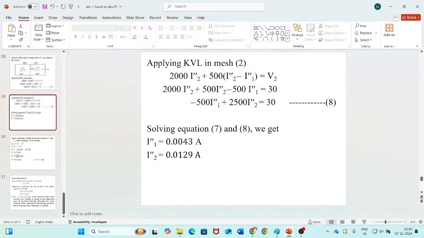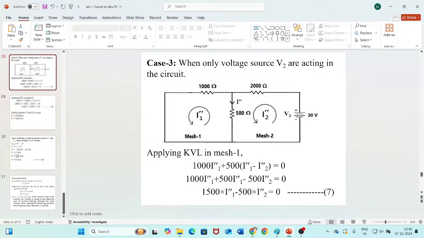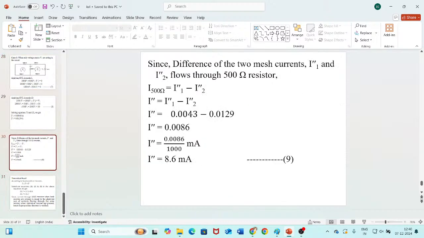This is it. I1 double dash and I2 double dash. You'll get it by simply substituting equations 7 and 8 using the scientific calculator, you will get these values. Now, let us determine the current in what? The current I double dash in the 500 ohms that we have to determine. Let us determine that.